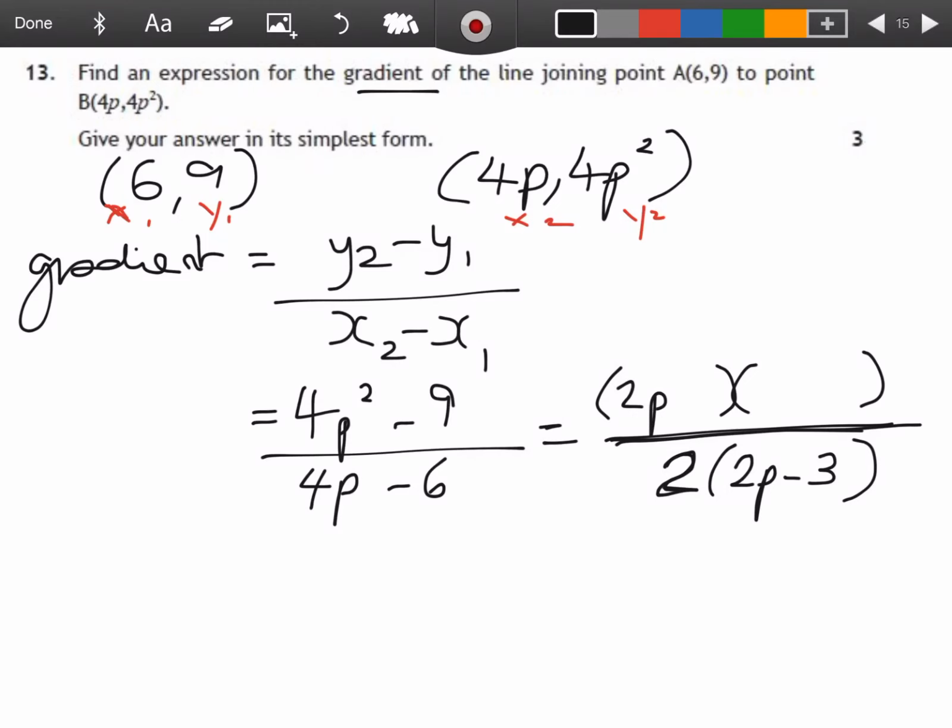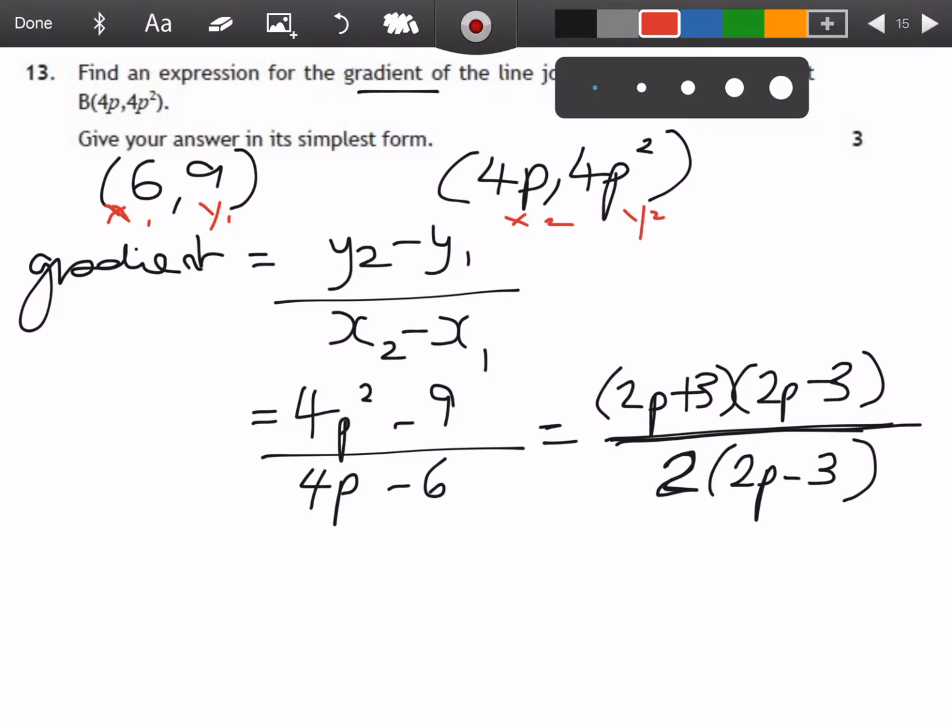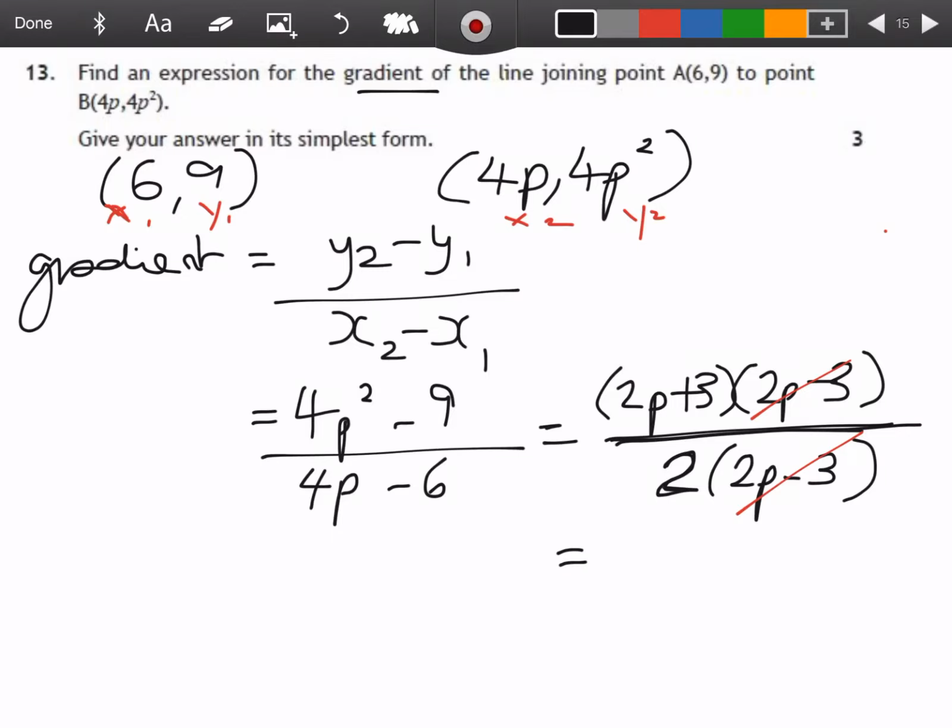2p times 2p is 4p squared, and 3 times 3 is 9. One's a plus, one's a minus. And now you can see the term that's going to cancel out here are the 2p minus 3's. And what we're left with is... that's their answer.